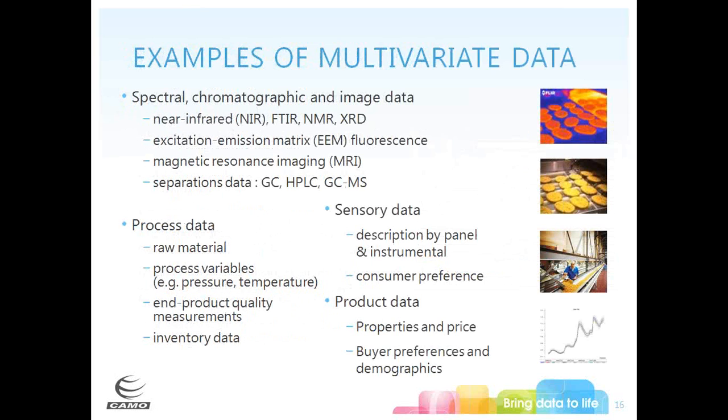Multivariate data can be of many different types, and here I'm showing just a few examples, including some instrumental data, process data, sensory data, and indeed product data, such as information about products, properties, their price, consumer preferences to those, and the demographics of consumers.